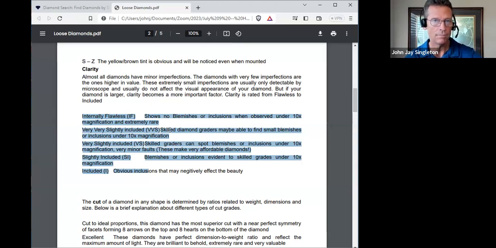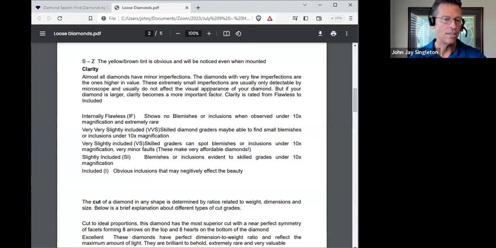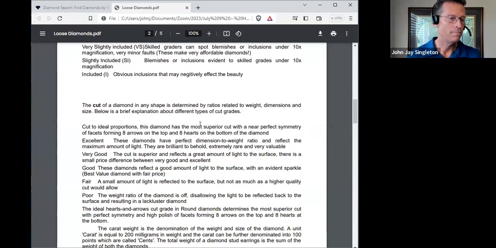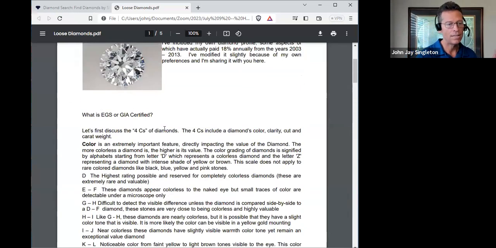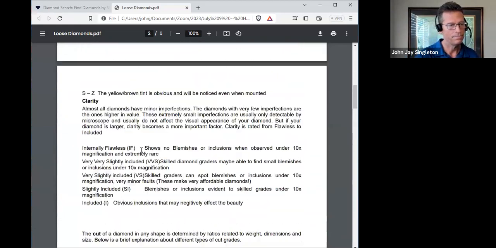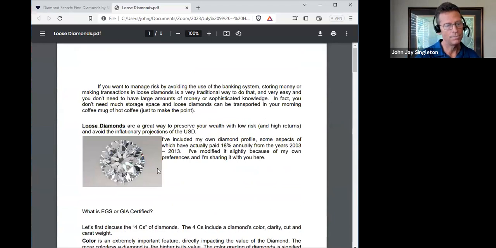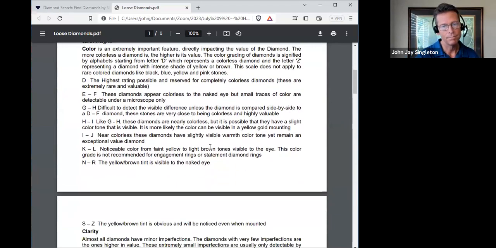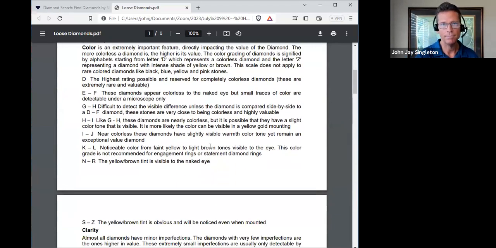This is a retailer. I would suggest that you don't buy from one if you're going to do this for holding money somewhere. The reason I'm talking about this is that many people have asked me for alternatives to storing money outside the banking system, and there are many. This is just one of them. So it's the clarity, the cut, the what else? The color, clarity, cut, and the carat weight, right?